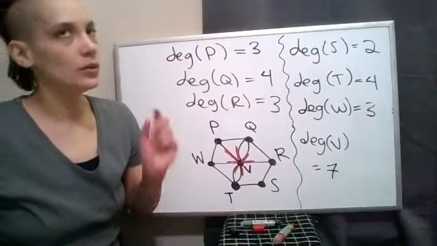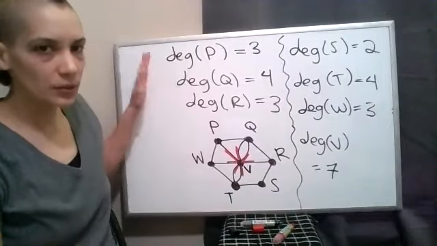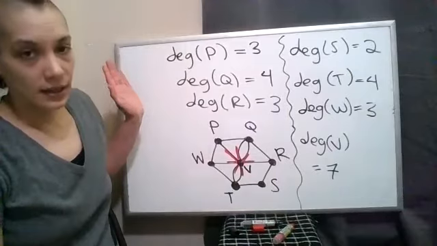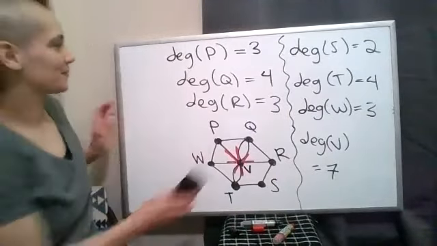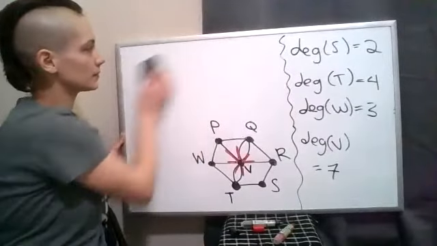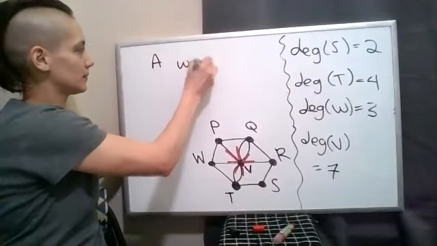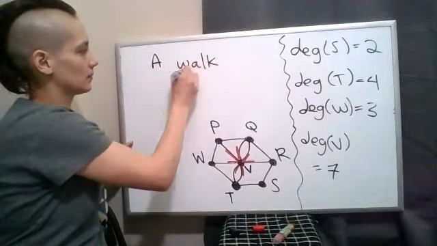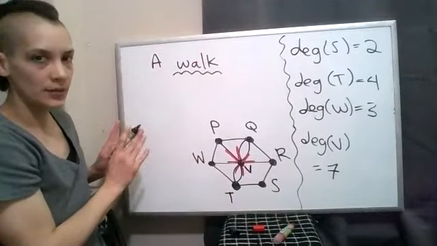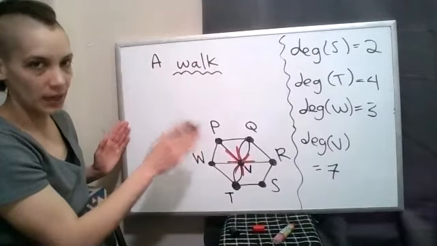And I think we'll go on to talking about walk, path, circuit, which will later bring up degree again. So a walk is a sequence of vertices. Each vertex is connected to the next by an edge.